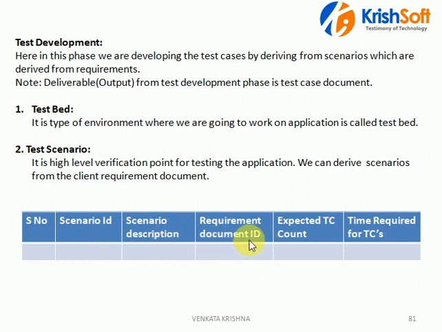You get this from the requirement document. In the requirement document, each and every requirement has its own ID, and we need to update that ID here. Then there is the expected test case count for this scenario. You don't need an exact count here, but you need to guess and update how many test cases you can derive for that particular scenario. And then the time required for test cases: how much time is it going to take to write them?